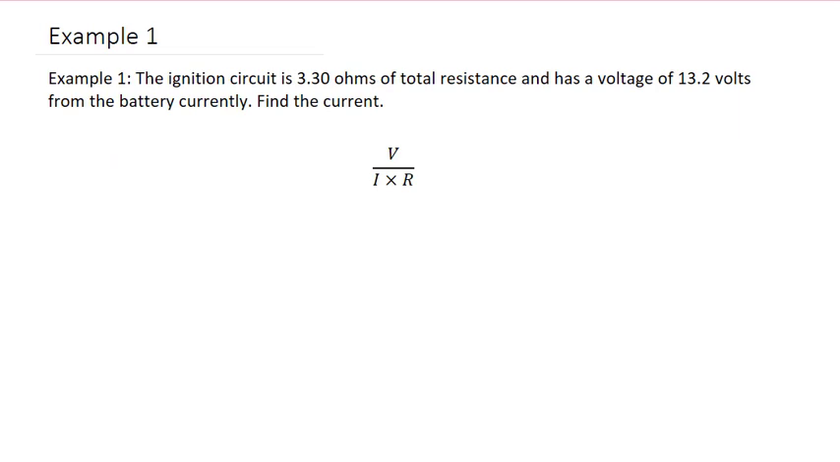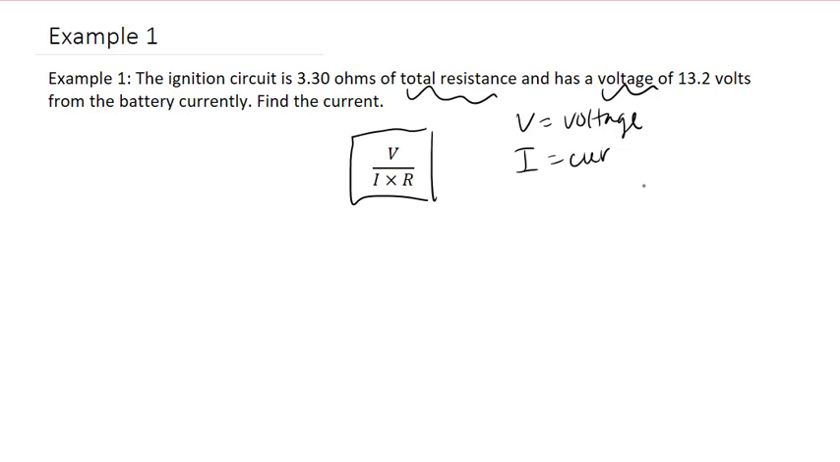Example 1. The ignition circuit has 3.3 ohms of total resistance and has a voltage of 13.2 volts from the battery currently. Find the current. So for this, you'll see this very common equation. This helps us calculate either voltage, current, or resistance. In this problem, we have total resistance and we have voltage. This V is for voltage, I is for current, and the R is for resistance.